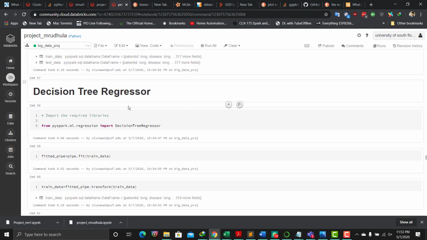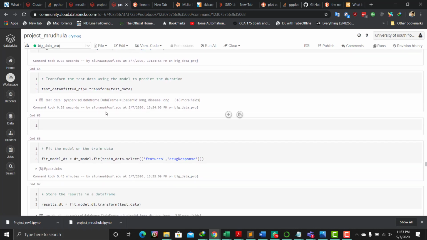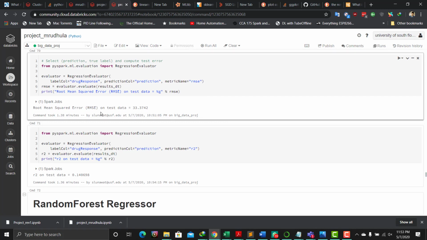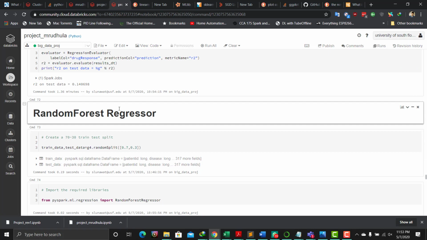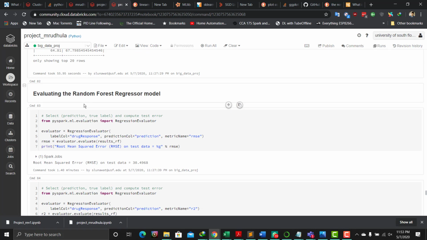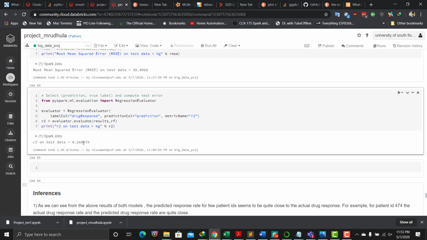The second is the decision tree regressor. In the decision tree regressor, we basically followed the same steps as we did in the previous model, and for that we got an RMSE of 33 and an R square of 14%. After that, we went on to build another model, which is the random forest regressor. When we evaluated it, we got a better RMSE of 30, and the R square also increased to 26. According to the comparison of the three models, the random forest regressor gave us the best results.